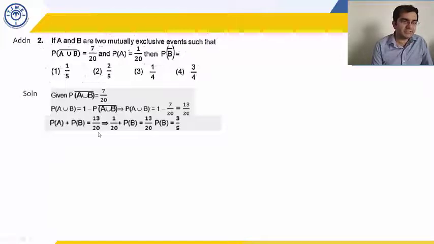So P of A plus P of B is 13 by 20 and P of A is 1 by 20. So you get P of B as 3 by 5. Okay, let's check the calculation once. 1 by 20 plus P of B is 13 by 20. So P of B becomes 12 by 20, that is 3 by 5. So P of B complement will become 1 minus 3 by 5, that is 2 by 5. So your answer is option number 2. Your answer is option number 2, that is 2 by 5.